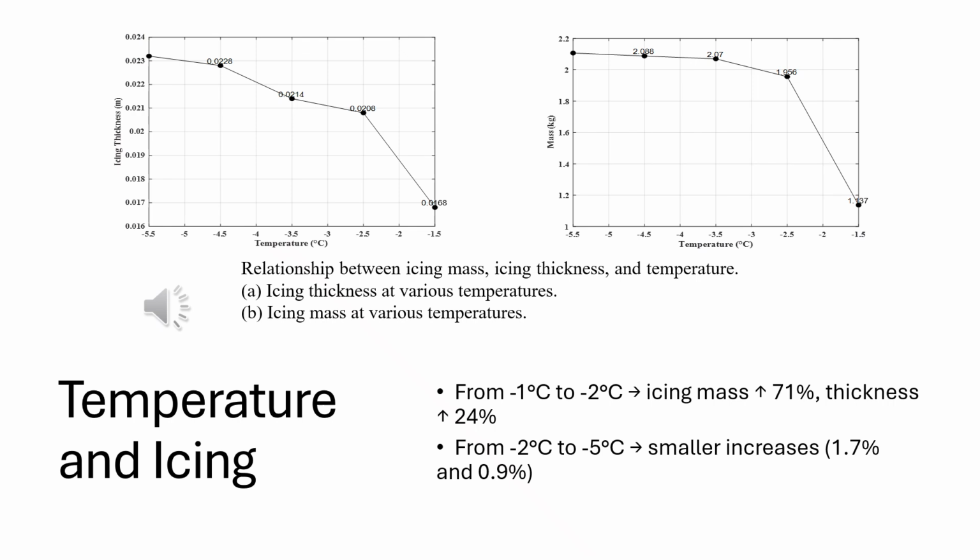As temperature decreases slightly below freezing, both mass and thickness rise quickly, but then the slope flattens. This information is critical for the de-icing system because it tells us when to be most alert and active. We can design an intelligent control system to initiate de-icing when temperature hovers around -1 to -3 degrees Celsius, which is where ice buildup is most aggressive.